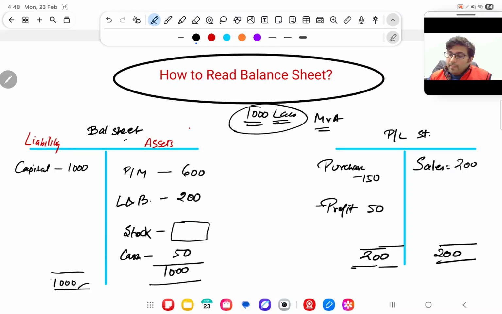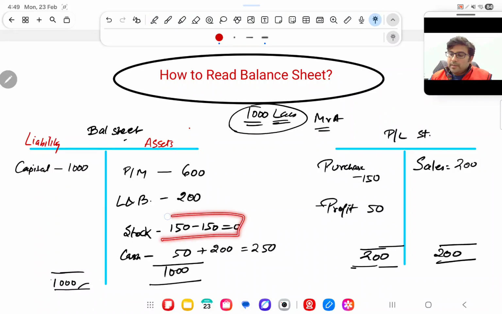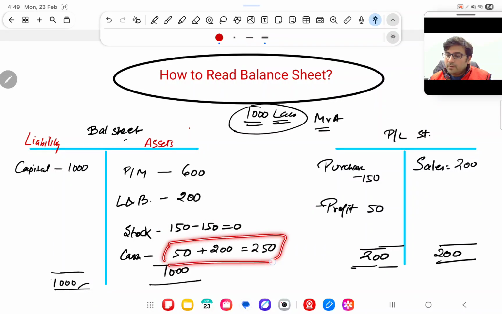Stock is gone. Now what the company has done, they have sold it for 200. So this has come in cash. So cash position will improve. It will be improved by 200. Already the company was having cash of 500. Now 200 they have sold goods. So it will be 250. Okay. I have shown in this way so that you can understand what has happened in every transaction.